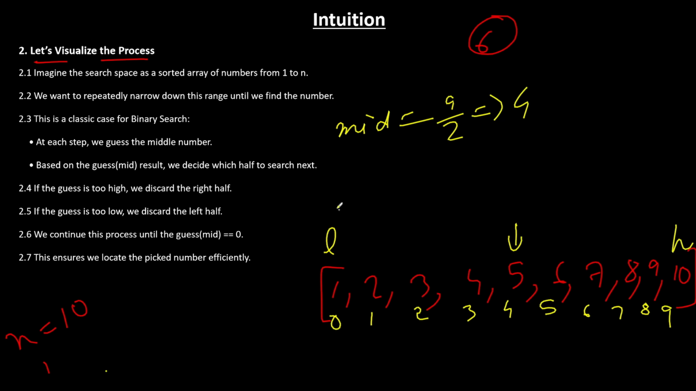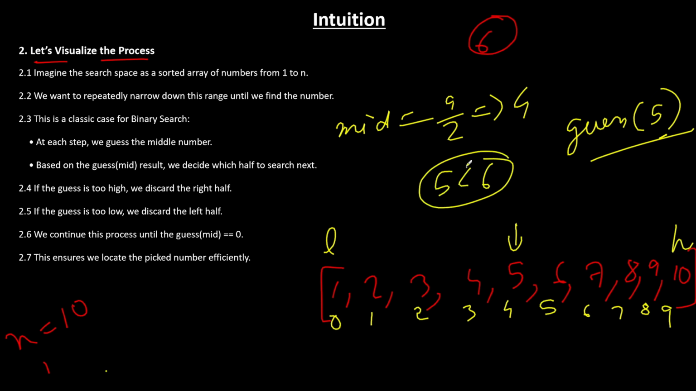Now what will happen? We'll pass this value 5 in the guess function. Now 5, and the number which we have to pick was 6, right? We can see that 5 is less than 6. What will happen? The guess function will return 1, right? Because the value which we passed is smaller than the value to be searched, 1, right?